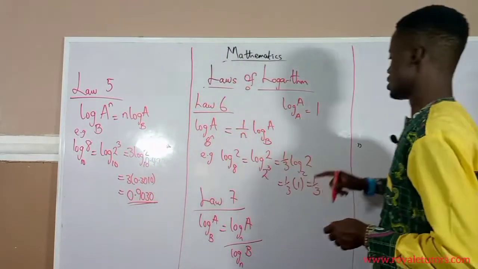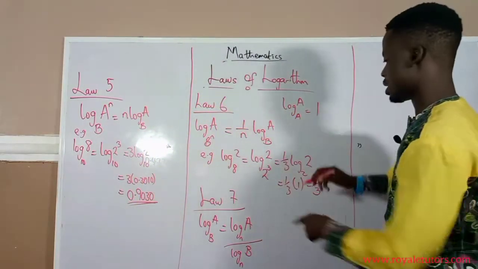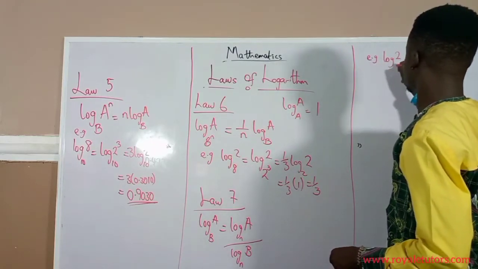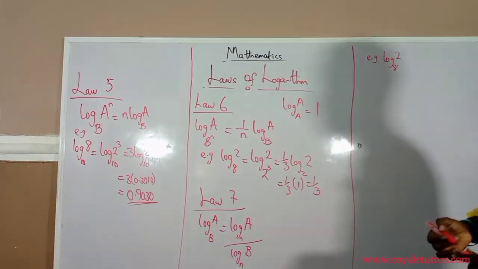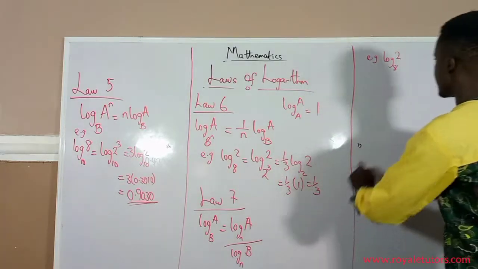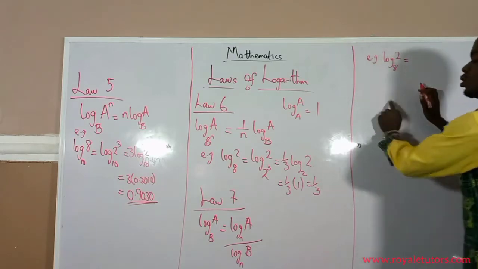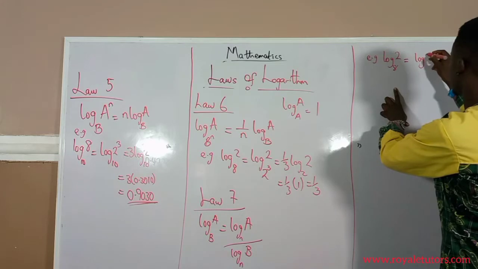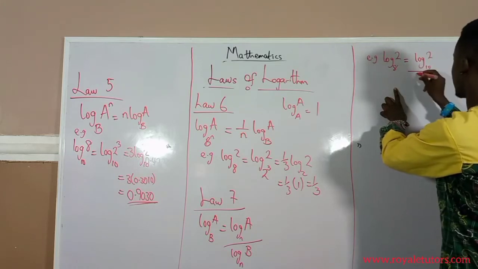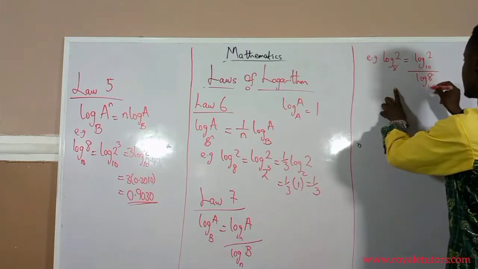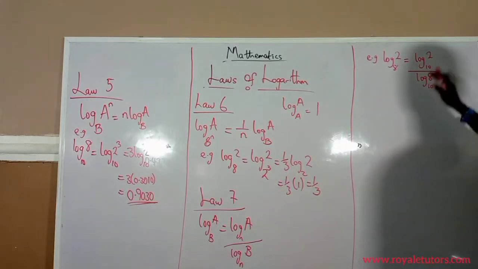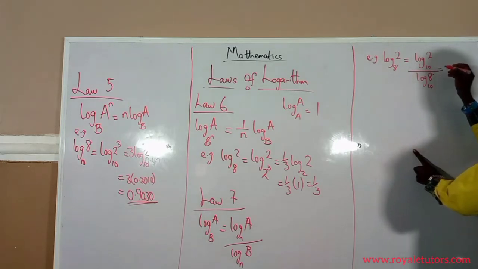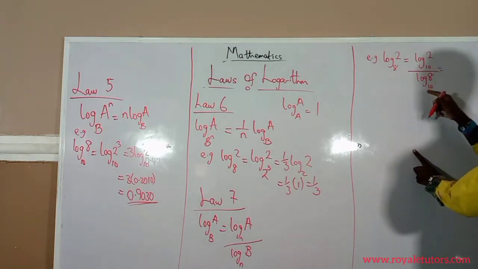we can even use it for this log 2 base 8. Let's say we don't want to use the method for law 6, we want to use the method for law 7. All you need to do is to split it to something you can handle. Okay, let's say you have log 2 base 10 over log 8 base 10. You can split it to whatever base you want, just that they have to be the same. So this can be log 2 to base 10 over log 8 to base 10.